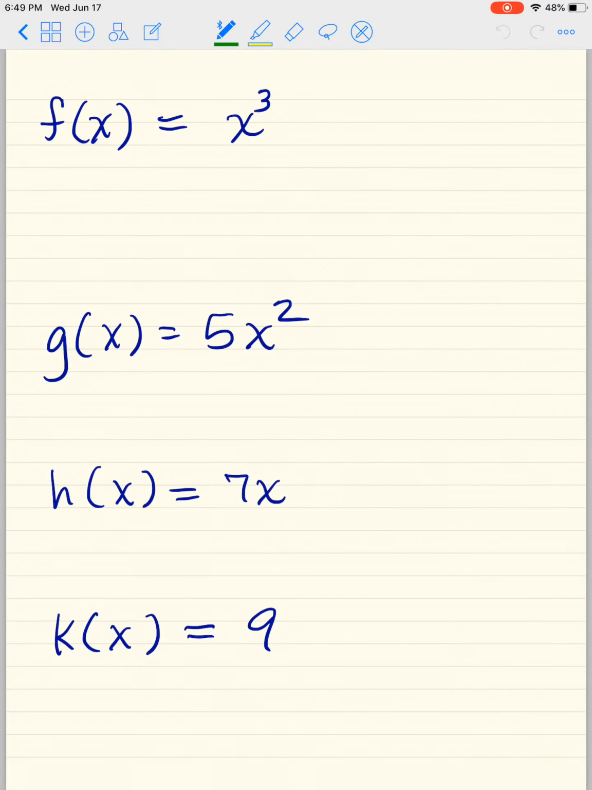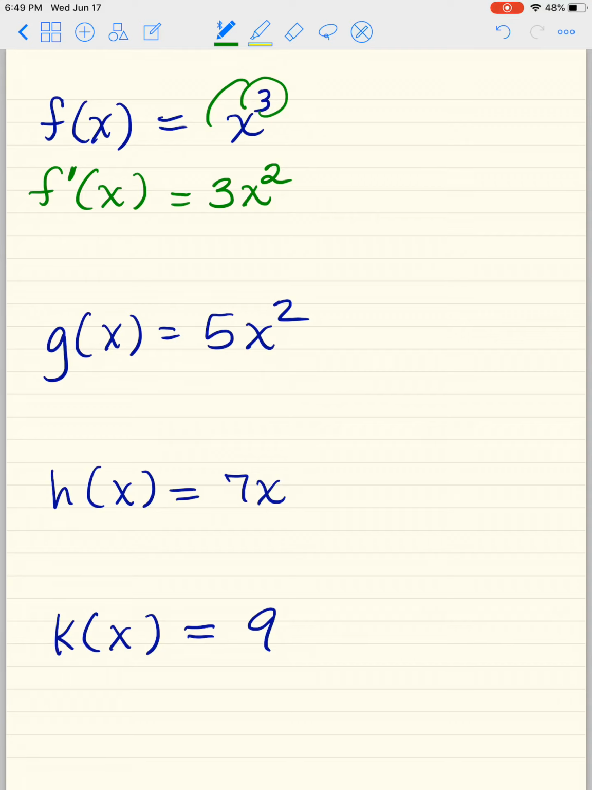So in all of these problems, we're just going to find the derivative. Right now, the function is x to the third. So I'm going to say the derivative of f of x is f prime of x. And the derivative of x to the third, well, I'm going to put the 3 in the front, and then I'm going to reduce my exponent by 1. And that's all. Okay, let's try another problem.